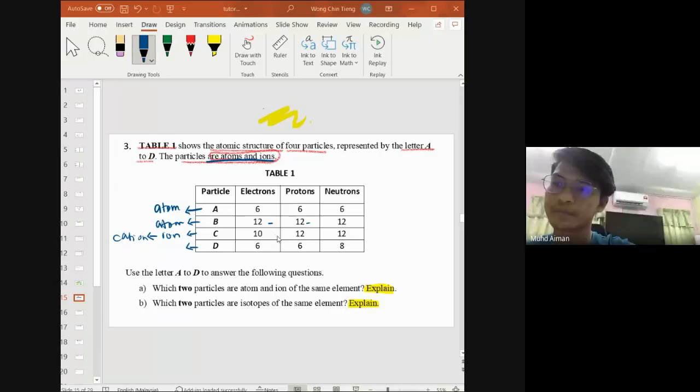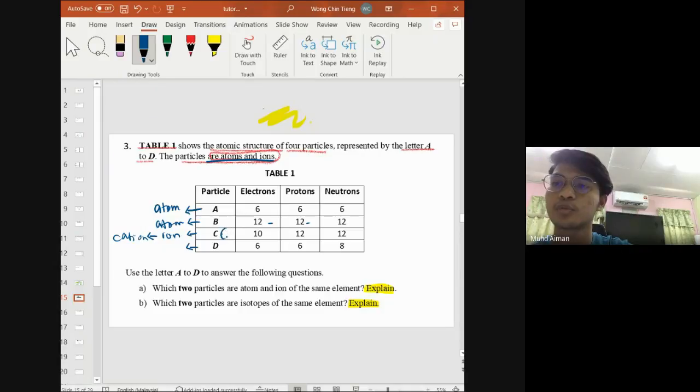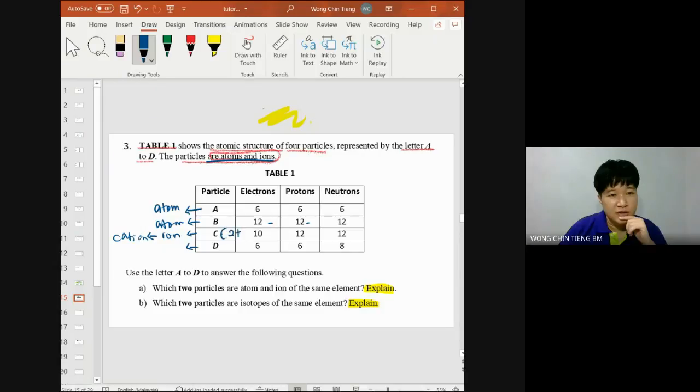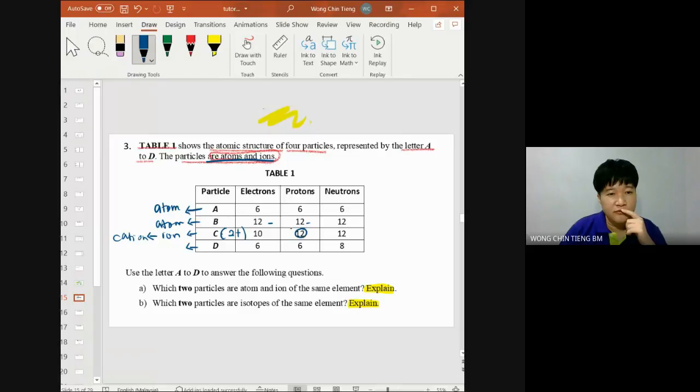D ada. C. Zul kata cat ion. Saya nak tahu charge dia berapa? 2 positive. 2 positive sebab? Sebab proton number is higher than electron. Good, because your proton right now is 12, your electron is 10. We talked about it yesterday.